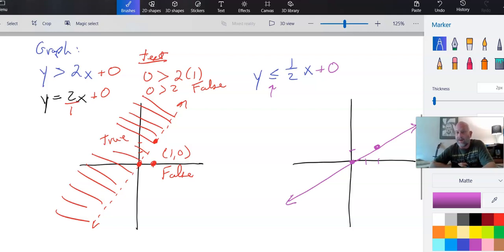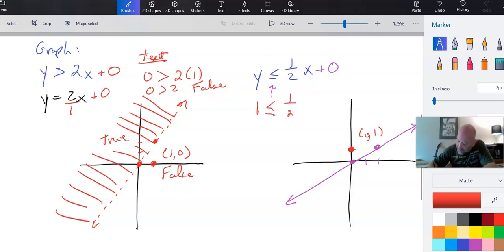Now, it's a matter of picking a point that is definitely not on the line. So what I want to pick, I'm going to pick the point 0, 1 this time. That's my test point. So x is 0, y is 1.